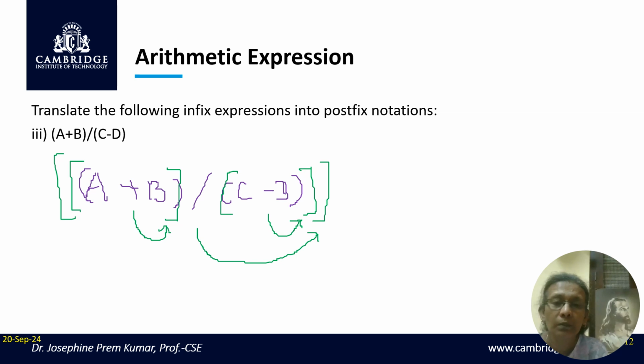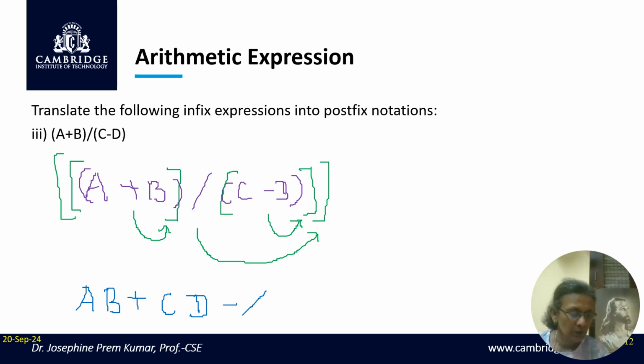So my postfix expression would be A, then I get B, the close brackets, so I will put plus corresponding to this, then I have C D. For this closing brackets, I will put minus, and for this closing brackets I will put slash. I hope this is clear.